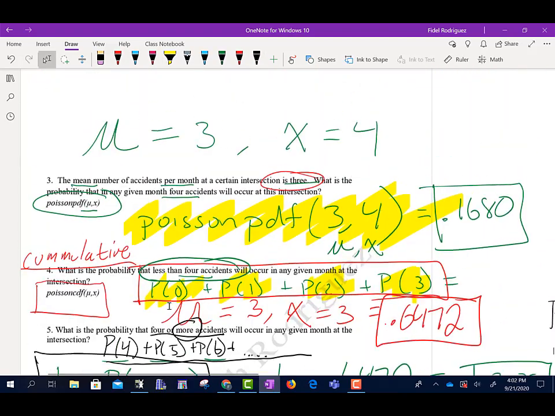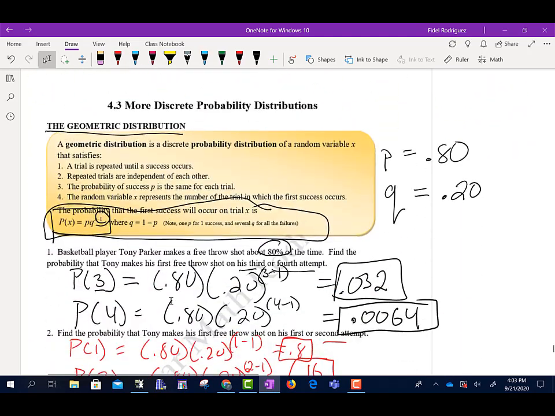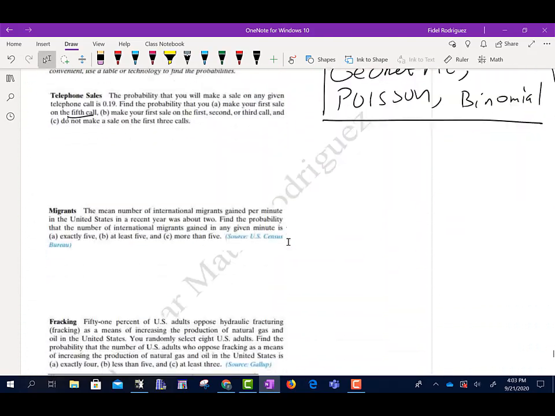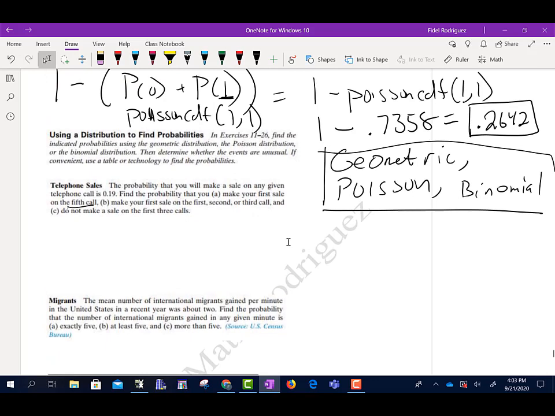So if I scroll back up, here we go, 4.3. This problem here, guys, is very similar to the one about Tony Parker, because it says, find the probability that he makes his first free throw on the 3rd or the 4th attempt. Geometric says we're going to keep trying, and we're going to find the probability that the first time you succeed is on this attempt. So I'm going to come back over here. We're going to say this is going to be geometric.